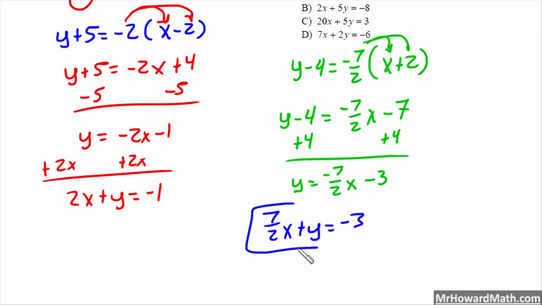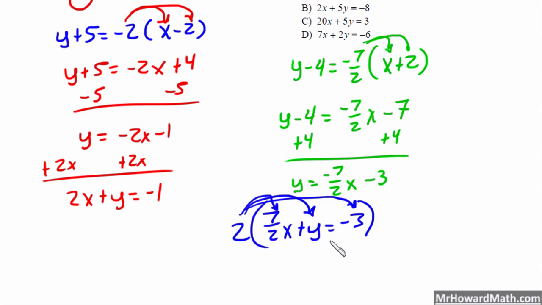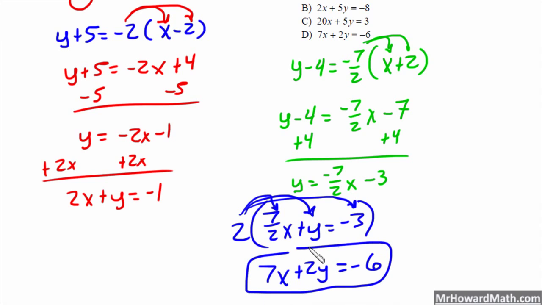Proper standard form says we can't have any fractions. We can get rid of a fraction by multiplying by the denominator. In this case, the denominator is 2. So all three terms in this equation must be multiplied by 2. So the 2's cancel here. That's why I multiply by 2. That gives me 7x. 2 times y plus 2y. 2 times negative 3, negative 6. So 7x plus 2y equals negative 6 is proper standard form, and that would be choice D on your review.